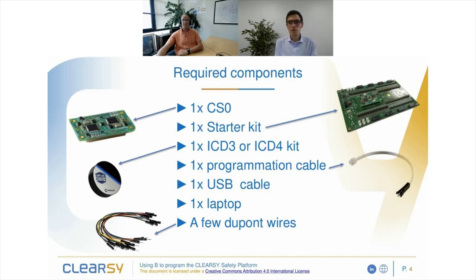So the required components for making something industrial is to first start by using the CS0, which is a vital computing board, which has been certified in January 2021. So it's the board on top left of the slide. This computing node has to be included inside the motherboard.